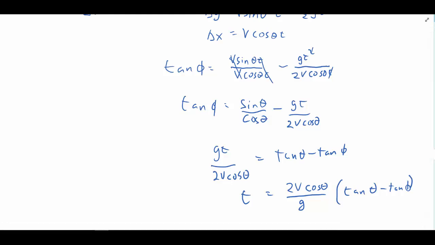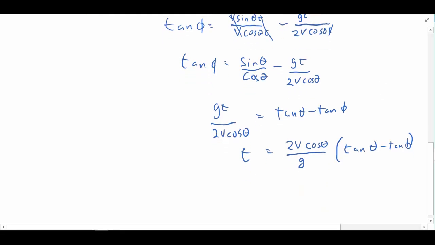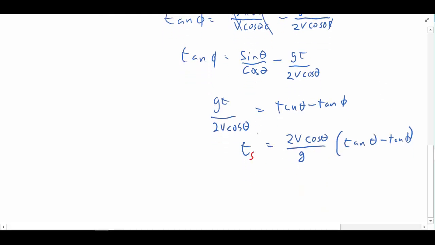Check the units. Check the units. Thank you. So t should be measured in seconds. These tangents are going to give us stuff that's unitless, dimensionless, so they just drop out. The velocity is in meters per second. Cosine, again, is unitless. Gravity is going to be meters per second squared.